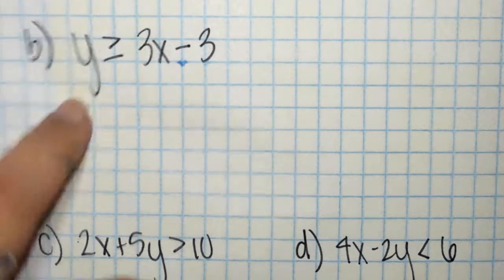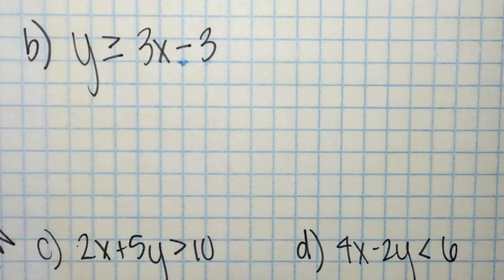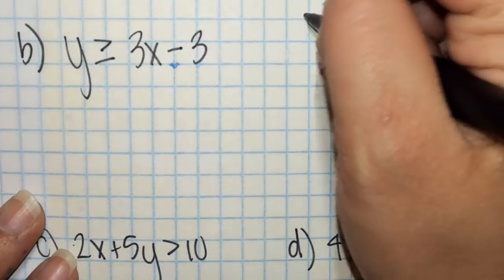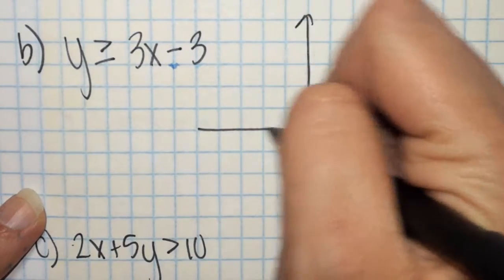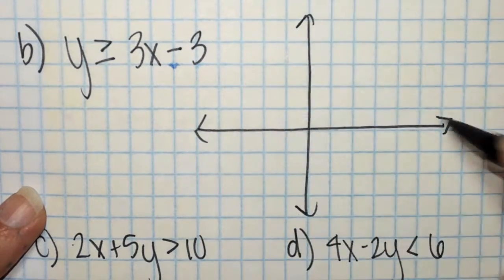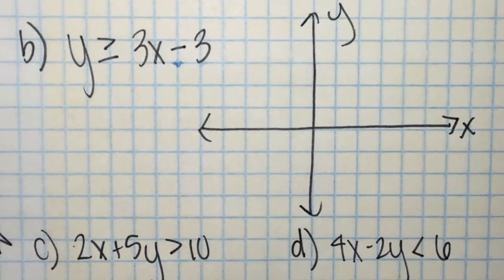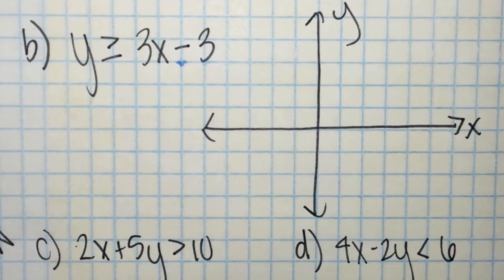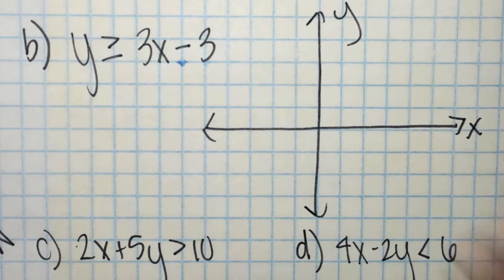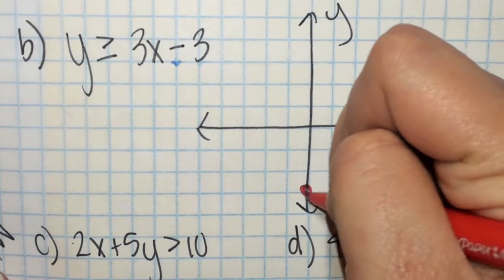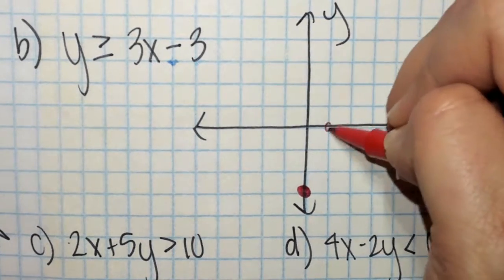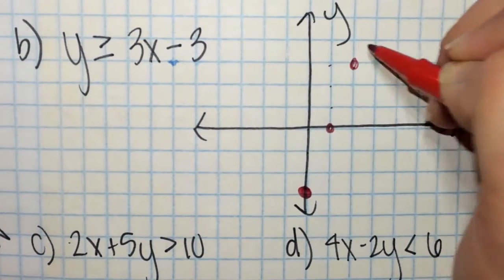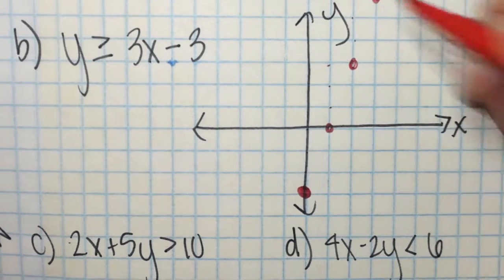Now, is B already solved for y? Yes, so you don't have to solve it. You just skip step 1 and go to step 2 and graph. If y is already by itself, go ahead and graph. Now, what's my y-intercept? Go down 3. Everybody go down 3 and put a dot. And then you go up 3, right 1. Up 3, right 1.